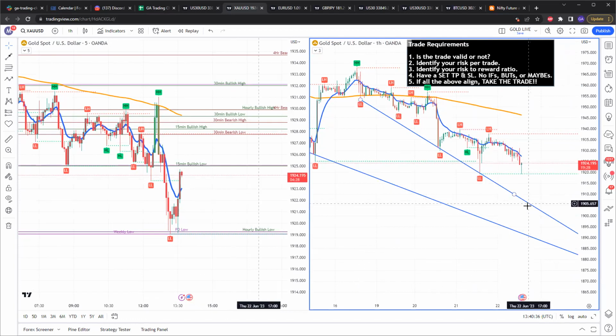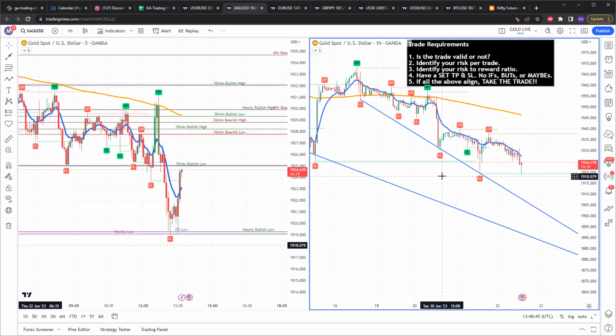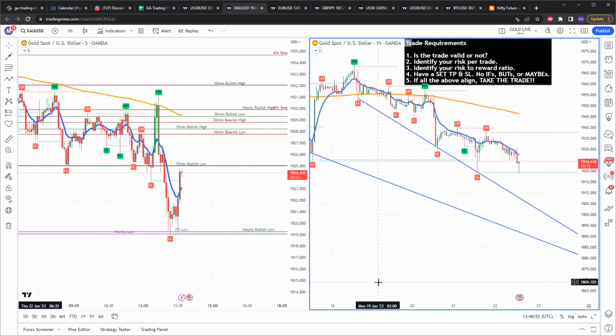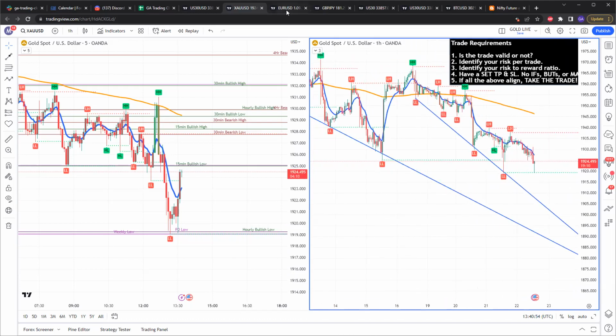So if I do buy gold at 1900, my stop loss will probably be in the 1880 and 1870 area. And I'll go for like a 300 pips TP and stop loss, and maybe ride that trade for a couple of days into next week. So that's my analysis on gold.